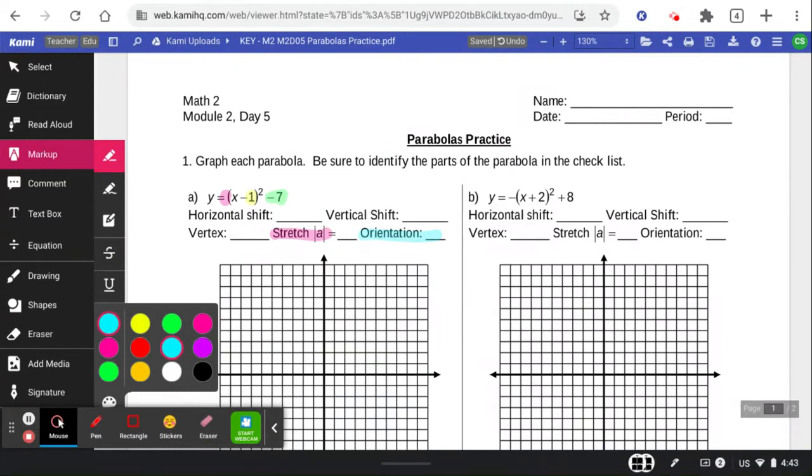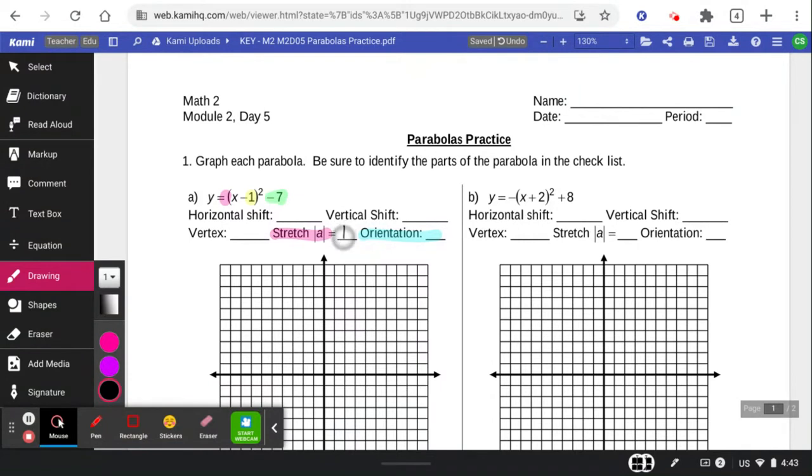And so when there is no number in front, what invisible number do we know exists? You got it. There's the 1. Stretch is 1. That means that it's the same as the parent. Then my orientation is positive or upwards. And then my horizontal and vertical shift, those directly affect my vertex. So my vertex is going to be at 1, -7. And my shift is going to be right 1 and down 7. Those are the movements from the origin of where I'm originally starting.